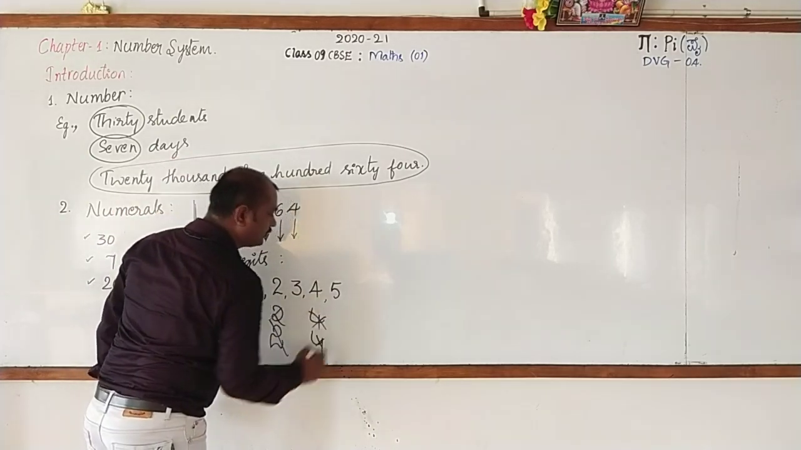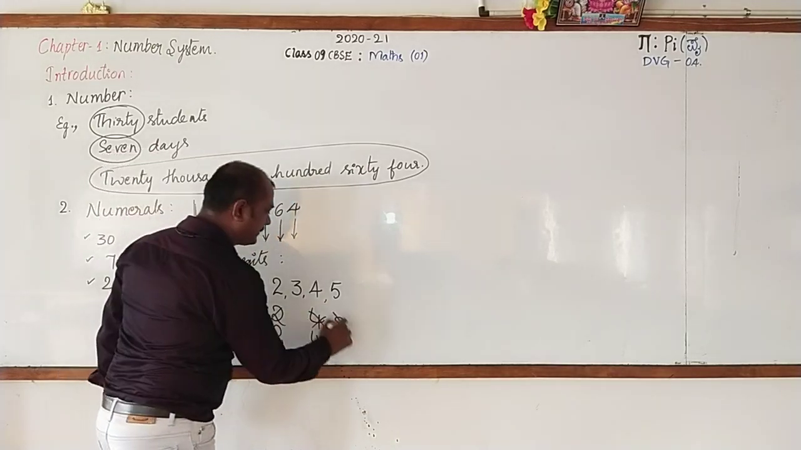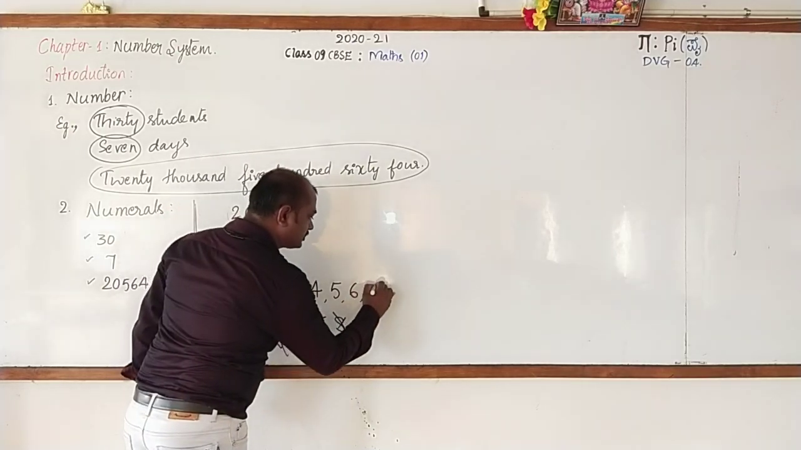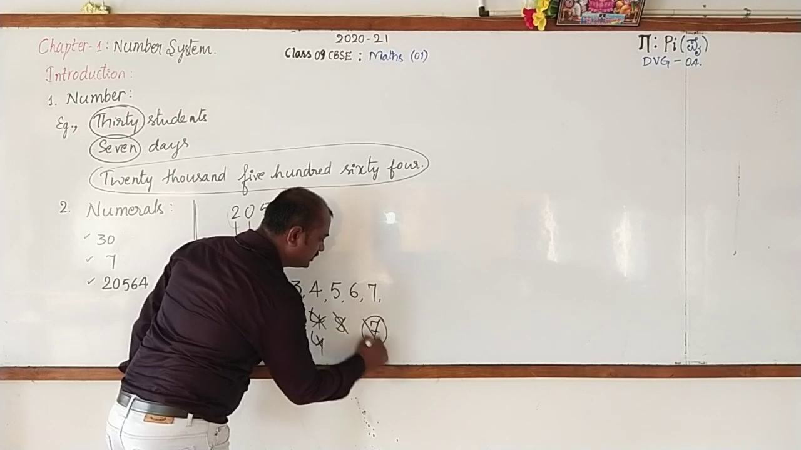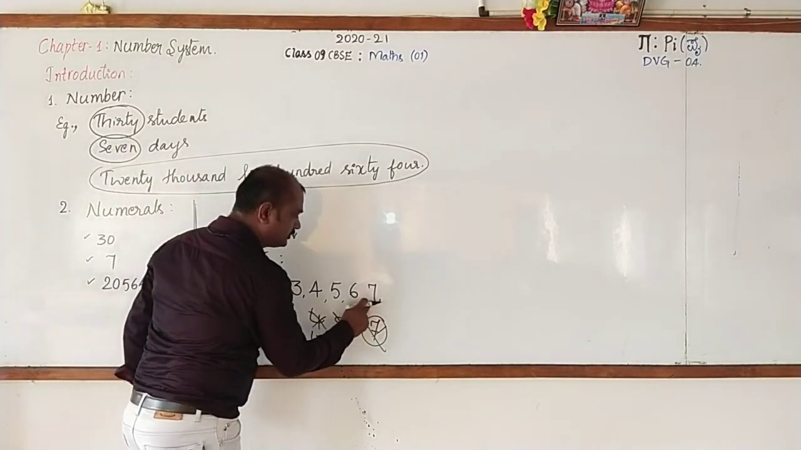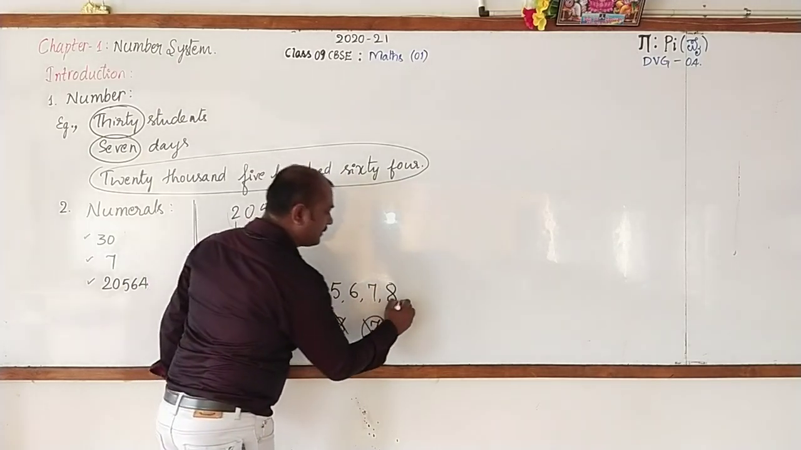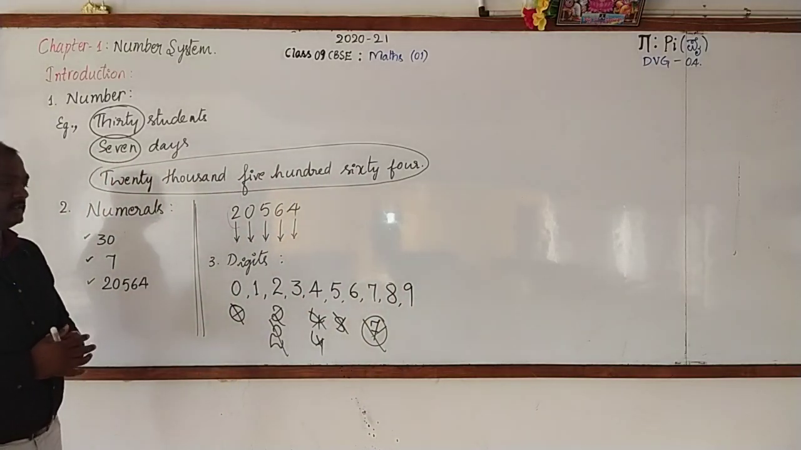5. Some will go for the habit of writing 5 as S. Avoid this. 6. 7. Avoid writing 7 like this. It is also not an internationally accepted symbol. This is. Now 8. 9. So these are the 10 digits.